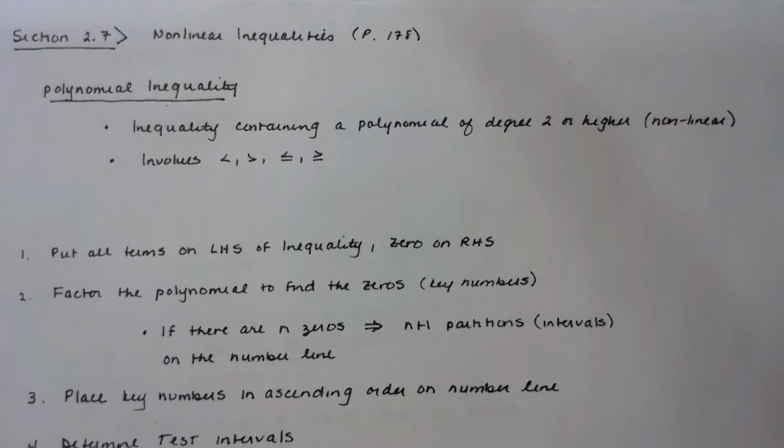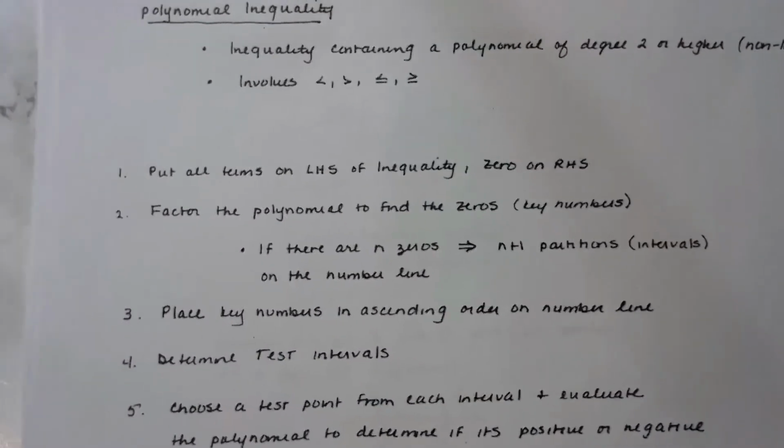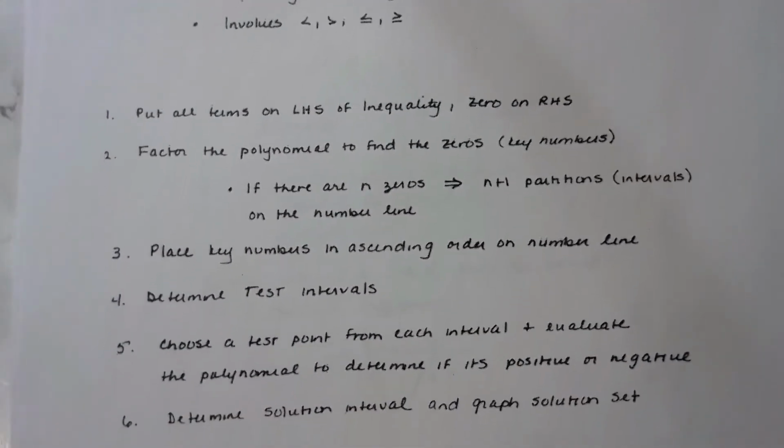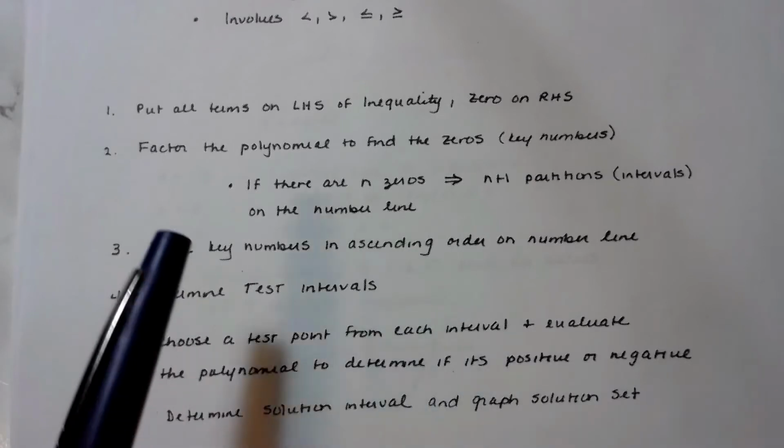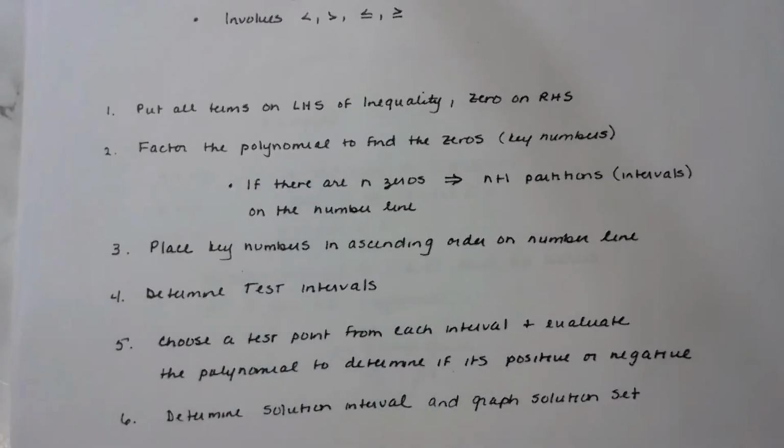Okay, so when I went over this originally in class, I first wrote down the steps on what we need to do in order to solve a polynomial inequality. The idea is that you're going to take all the terms of the inequality and move them to the left side of the inequality symbol, and make sure that the right side of the inequality symbol is 0. You're going to factor the polynomial to find the zeros, which are also called key numbers.